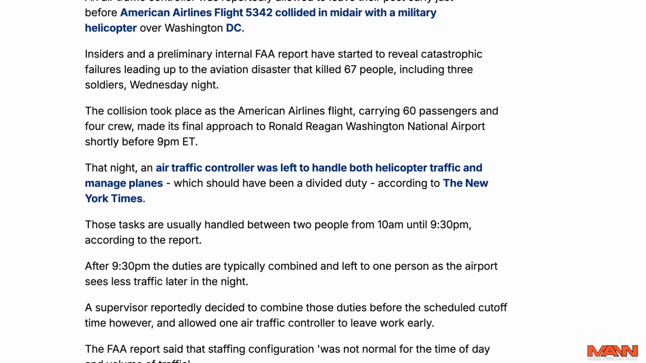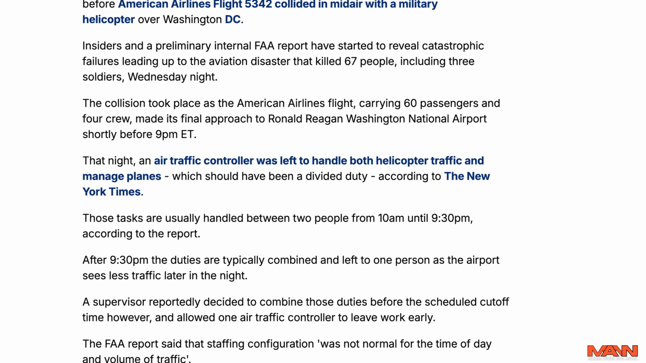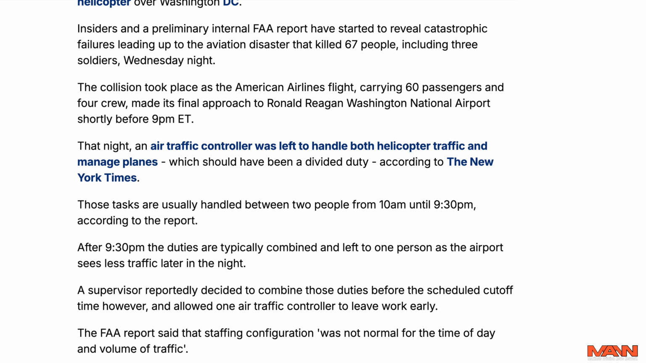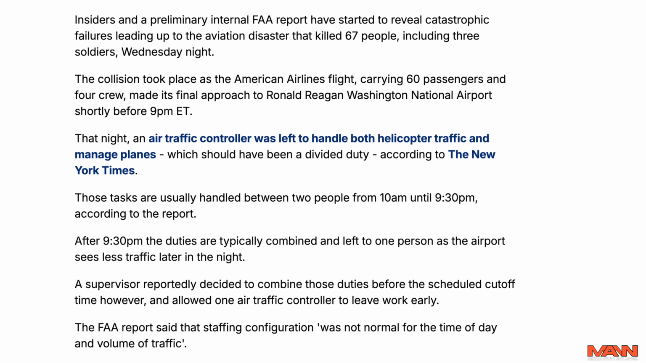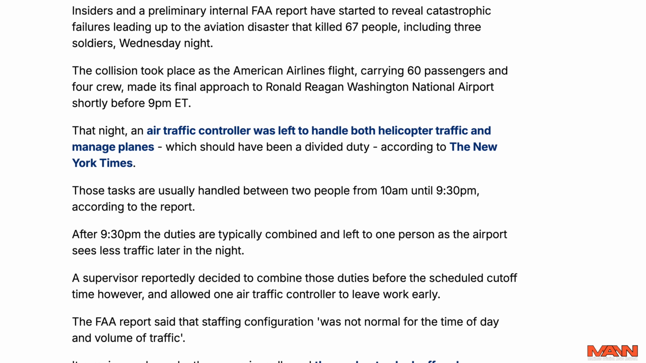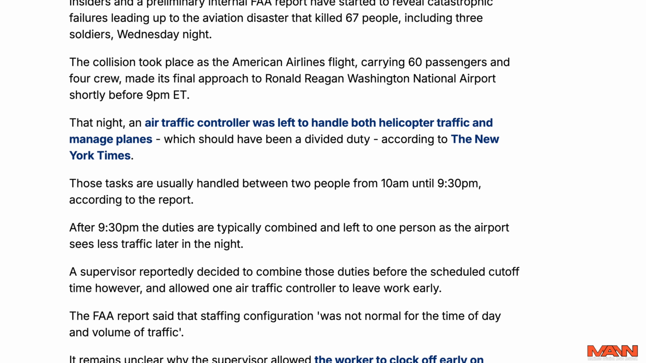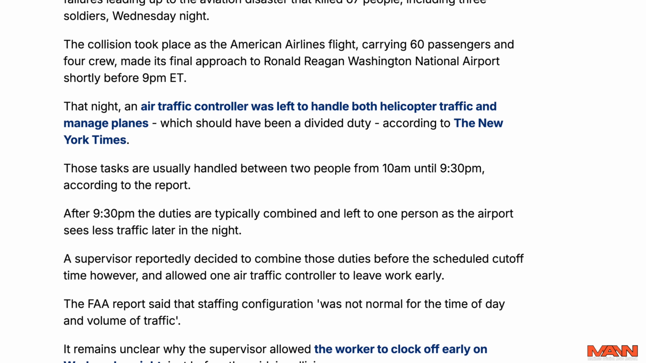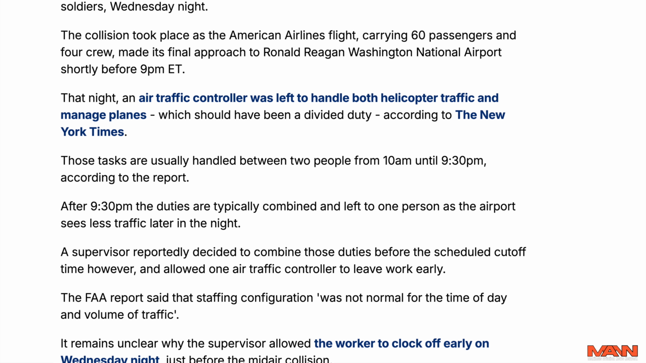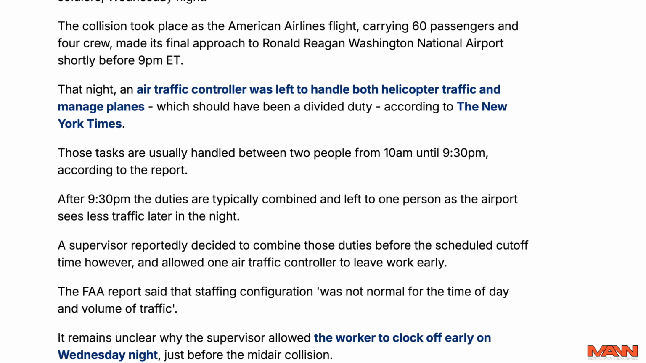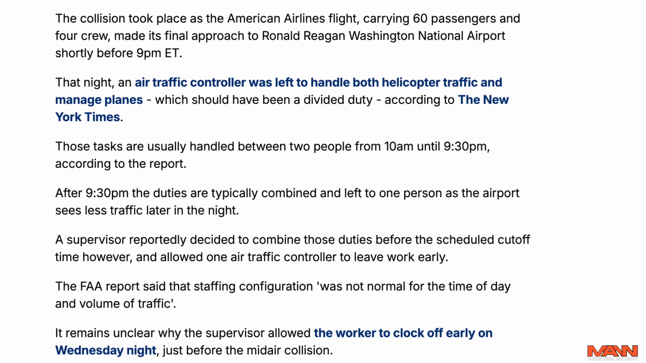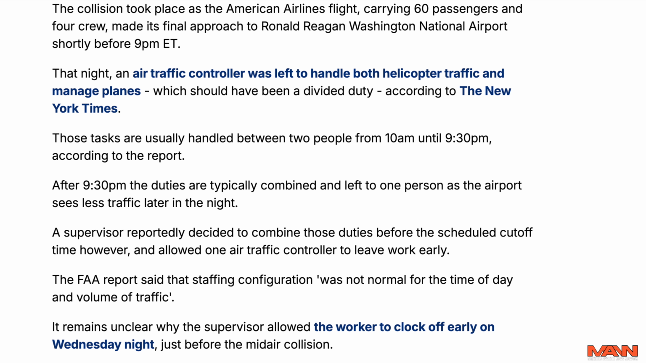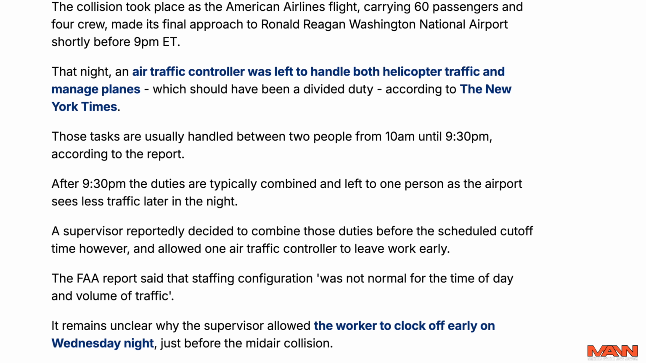That night only one air traffic controller was left to handle both helicopter traffic and manage planes, which should have been a divided duty. Those tasks are usually handled between 2 people from 10 a.m. until 9:30 p.m. according to the report. After 9:30 p.m., the duties are typically combined and left to one person as the airport sees less traffic later in the night. But for some reason, a supervisor reportedly decided to combine those duties before the scheduled cutoff time and allowed one air traffic controller to leave work early. According to the FAA, the staffing configuration was not normal for that time of day and volume of traffic. But as of now, it remains unclear why the supervisor allowed the workers to clock off early on Wednesday night just before the mid-air collision.